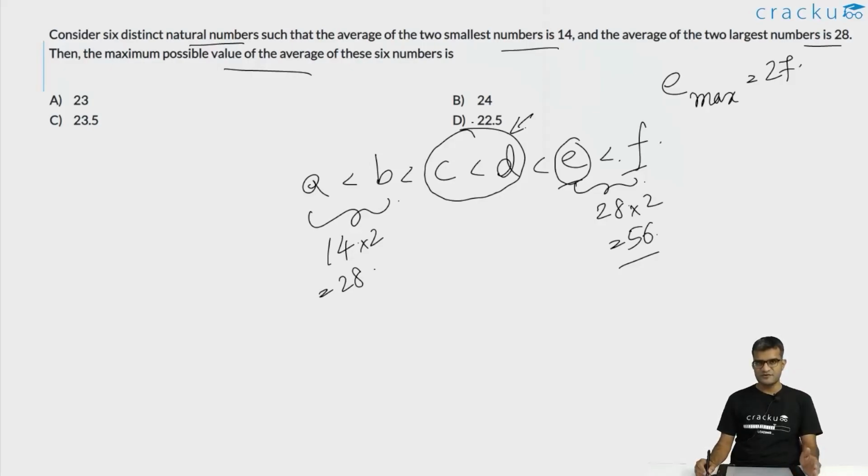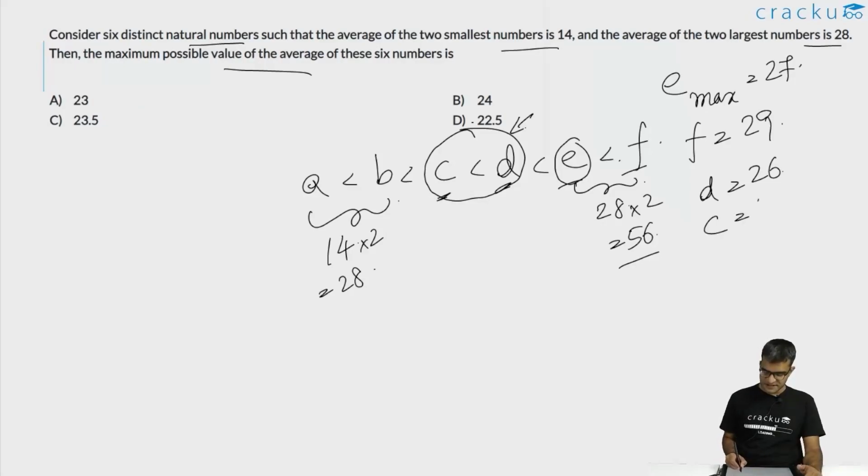So the maximum possible value of E is 27, in which case the value of F will be equal to 29. And the maximum possible value of D is equal to 26, which is just 1 less than 27. And the maximum possible value of C is 25, which is just 1 less than 26. So the maximum possible sum of C and D will be 26 plus 25, which is 51.